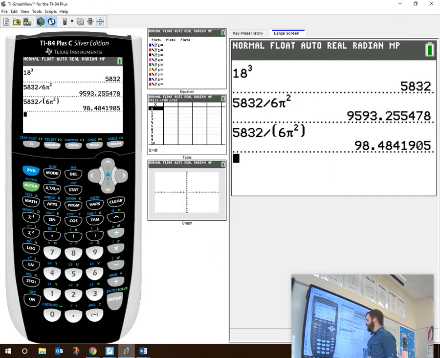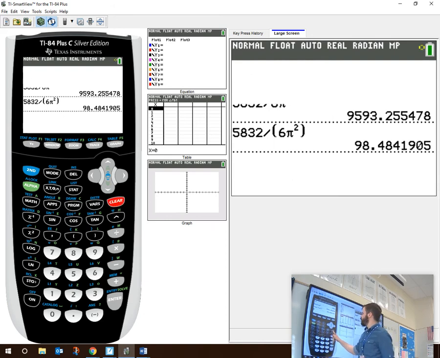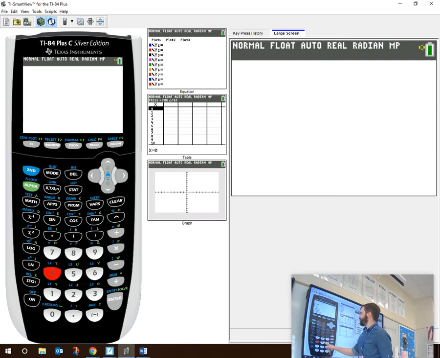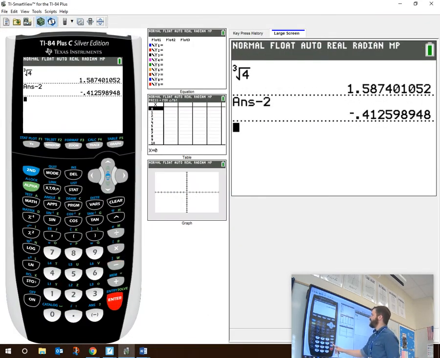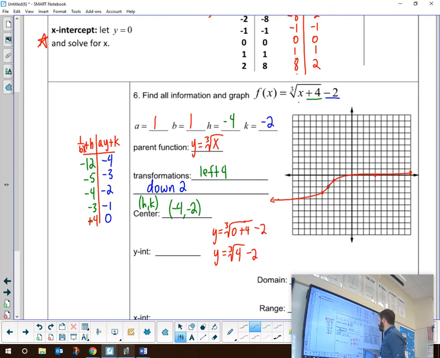Well, we can use our calculator. Remember to do cube root, we go math 4, and so we're going to find the cube root of 4, and that's going to be 1.58. Now, with that, we're going to minus 2 to that, and my answer is going to be negative 0.4125. We're just going to round it to negative 0.41. So my y-intercept is going to be at 0 and then negative 0.41. Now, that makes sense.